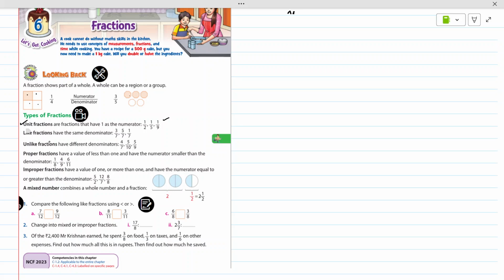Then we have like fractions. Two or more fractions are said to be like if their denominators are the same. That means if I am writing 7 by 9 here and 11 by 9 here, then the denominator is 9, which is the same in both fractions. So these two fractions are like fractions.